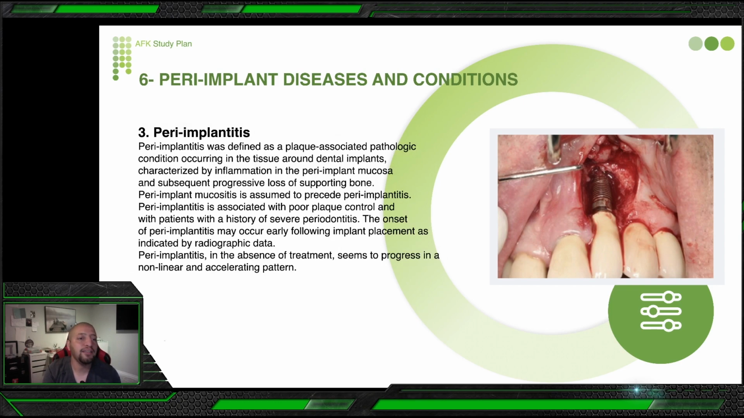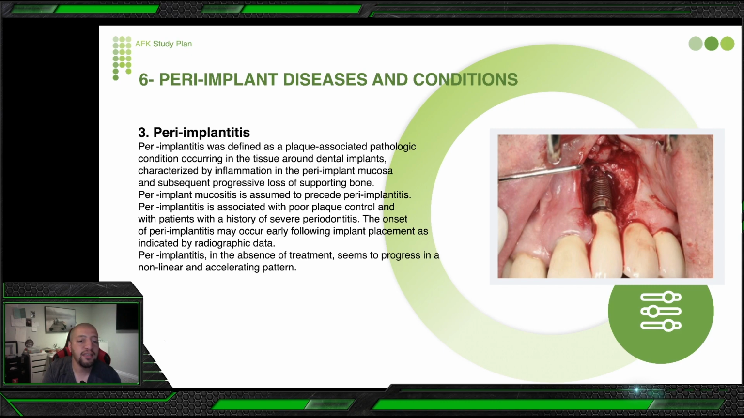Peri-implantitis was defined as a plaque-associated pathological condition occurring in the tissue around dental implants, characterized by inflammation in the peri-implant mucosa and subsequent progressive loss of supporting bone. Peri-implant mucositis is assumed to precede peri-implantitis. Peri-implantitis is associated with poor plaque control and with patients with a history of severe periodontitis. Onset may occur early following implant placement as indicated by radiographic data.